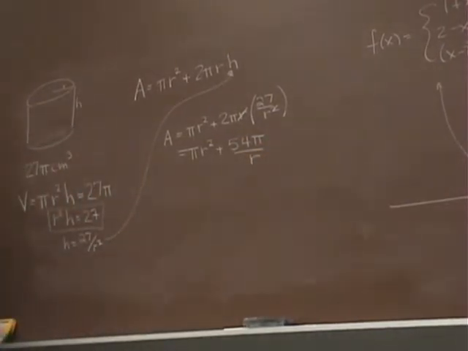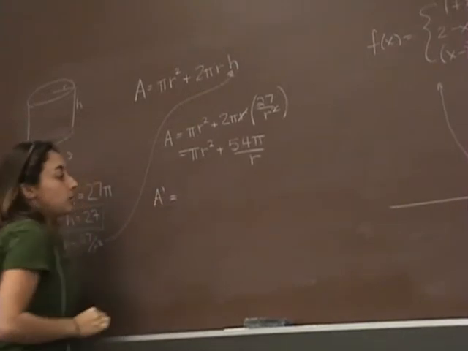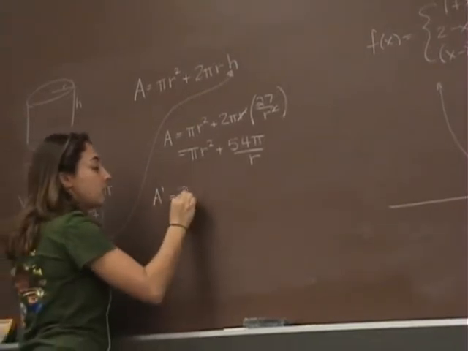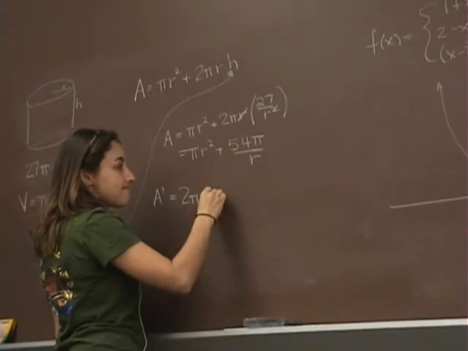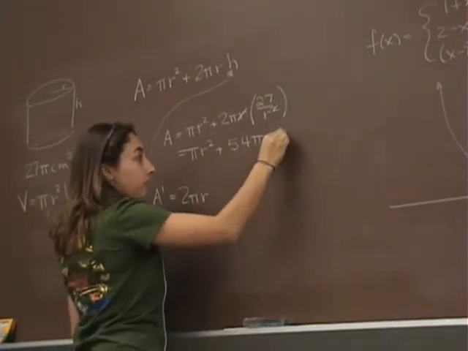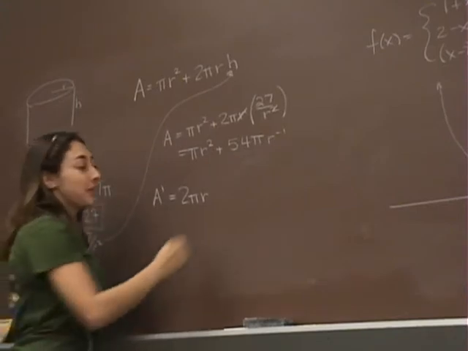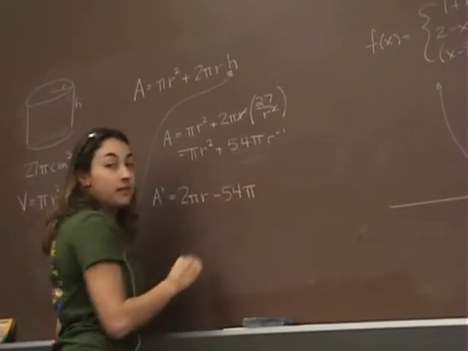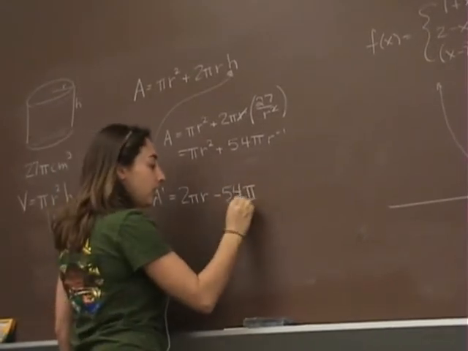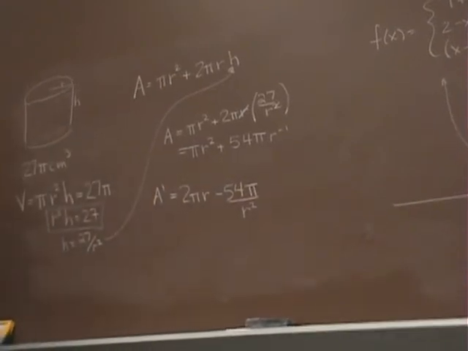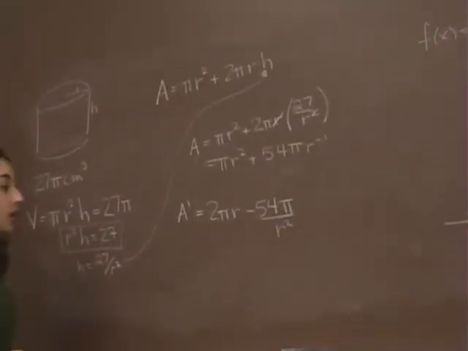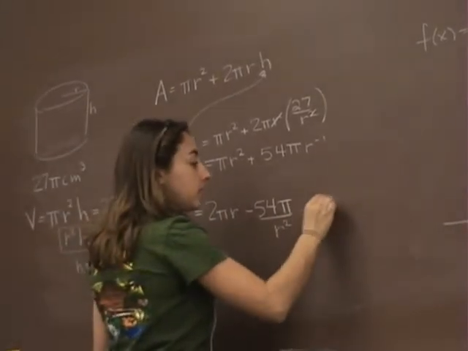That's the area. How do you find a minimum? Take the derivative, find your critical values, and then one of those critical values will most likely be the minimum. So what is the derivative? 2 pi r minus 54 pi r to the negative 2, which is like over r squared. Okay, so now this is what I have. I want to set this equal to 0 or undefined.